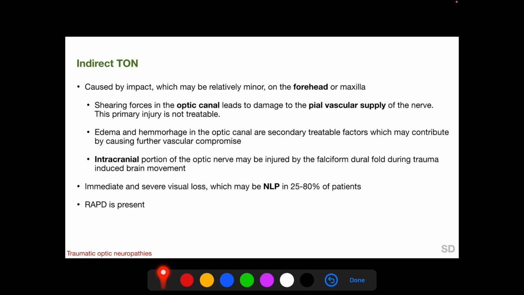Indirect traumatic optic neuropathy is caused by an impact on the forehead or the maxilla, and this impact may be relatively minor. So impact on the forehead is important to remember for indirect traumatic optic neuropathy.